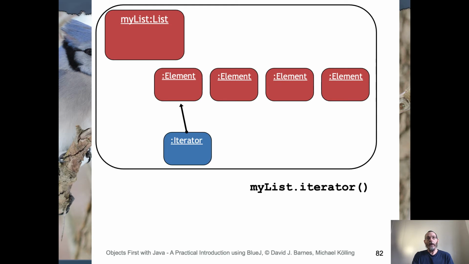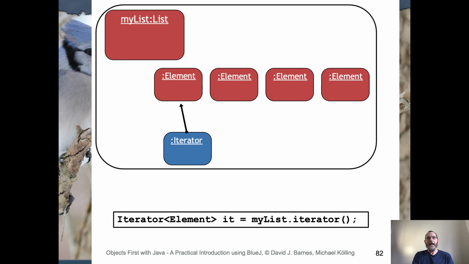So we request from the collection an iterator object. So we invoke the iterator method on the collection, and it's going to return us an iterator object. So we'll most likely use that call to the iterator method by storing the result into a variable whose object is type iterator over the appropriate type.